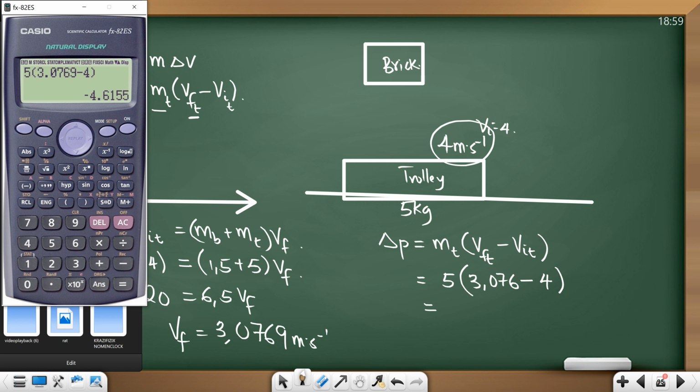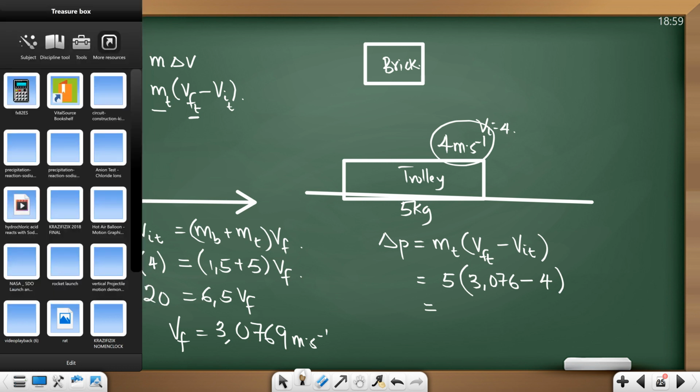You guys, use the definitions to remember. What is the definition of momentum? It is the product of mass and velocity. Always remember the definition. Product of mass and velocity. Mass is kg, velocity is meters per second.